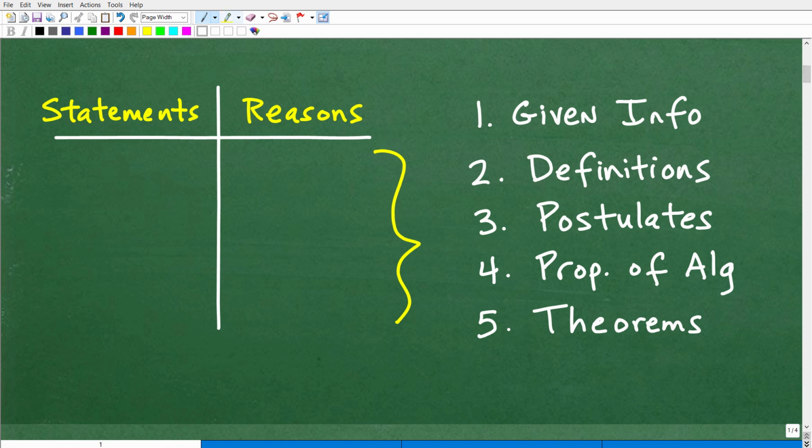Okay, so a two-column proof basically looks like this. There's two columns. Here, you're going to make a statement. You're going to say something. Then you're going to back that statement up. You're going to give a reason why you're saying or justifying that. So you're going to make a statement, and then you're going to give a reason. Then you're going to make another statement, and then you're going to give another reason. But the statements have a certain flow.